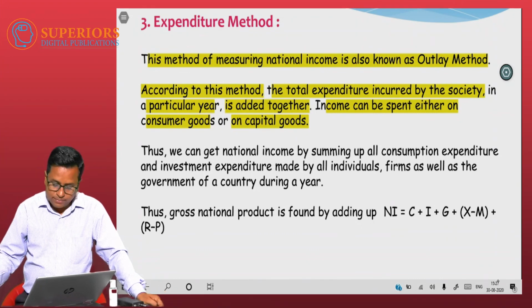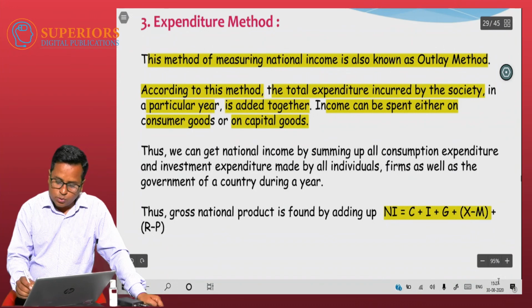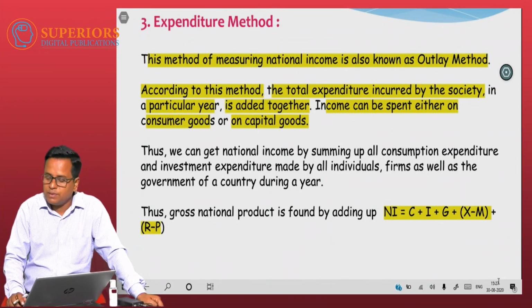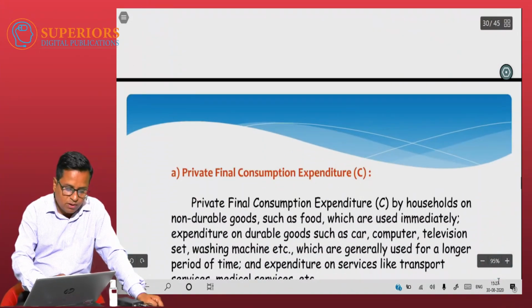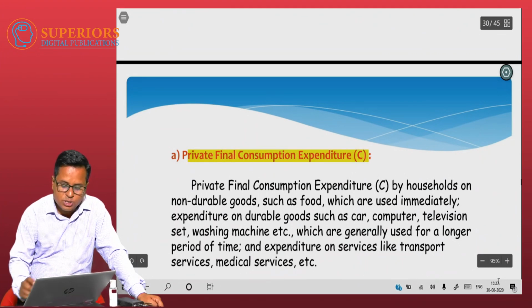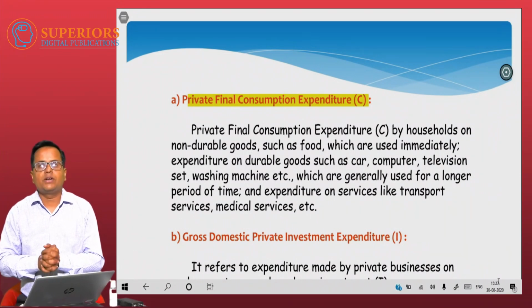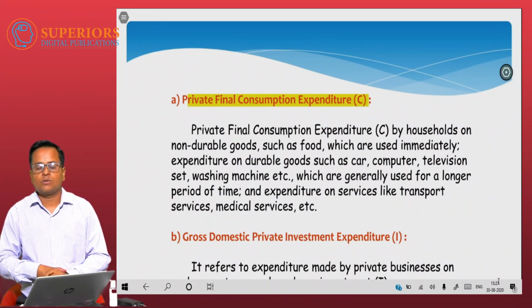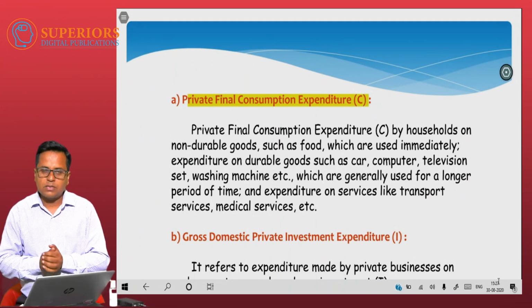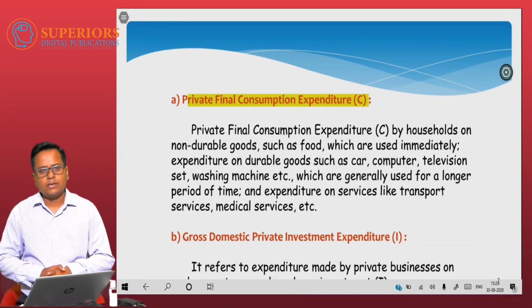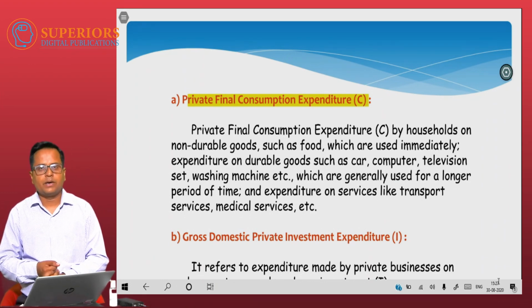A formula is given: national income is equal to C plus I plus G plus X minus M plus R minus P, where C stands for private consumption expenditure. What is meant by private consumption expenditure? Private consumption expenditure means the expenditure made by individuals and households on purchase of consumable goods like television sets, refrigerators, washing machines, food grains, vegetables, fruits, telephone, mobile phone, laptop, computer, pen, notebook, bags, specs.